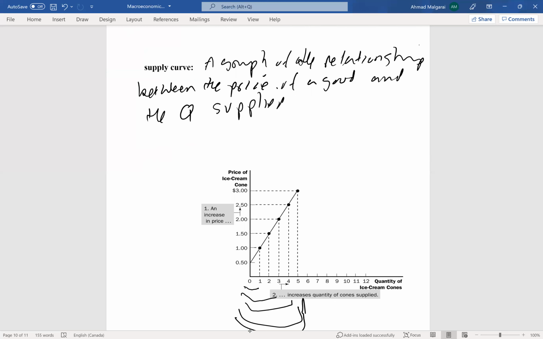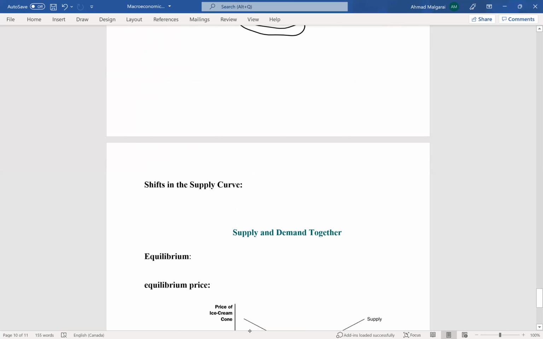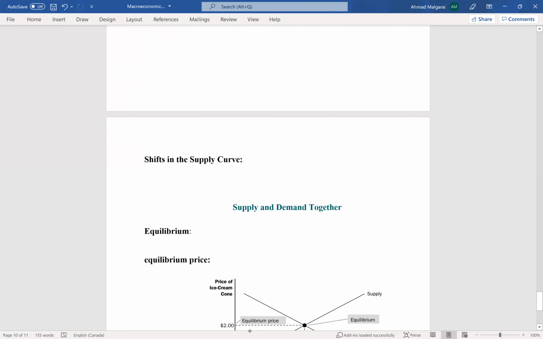Now, last but not least, we can talk about the shifts in the supply curve, and then that brings us to supply and demand together.